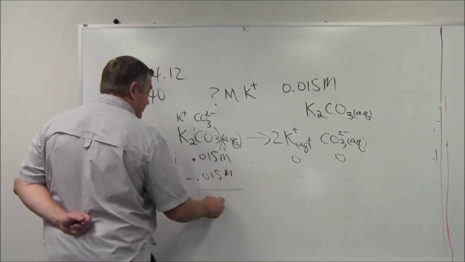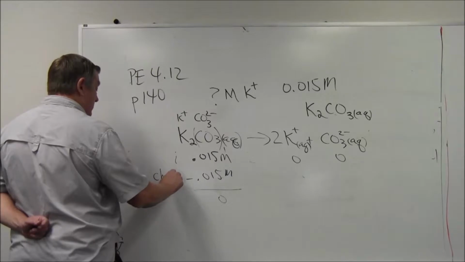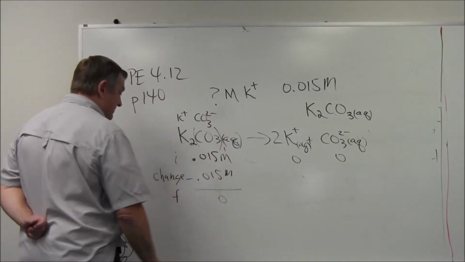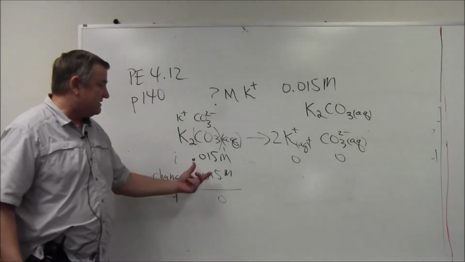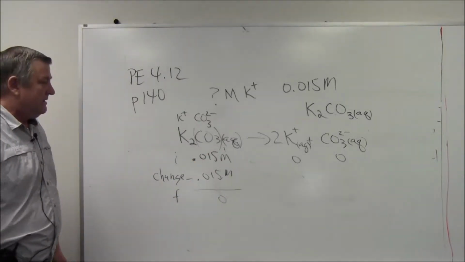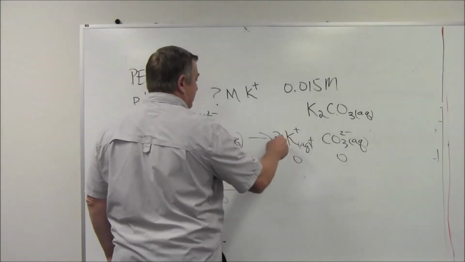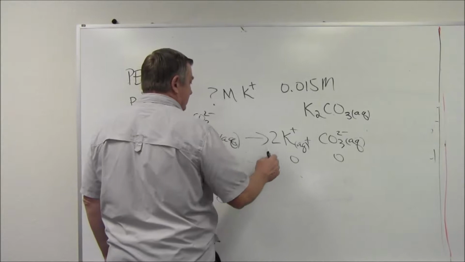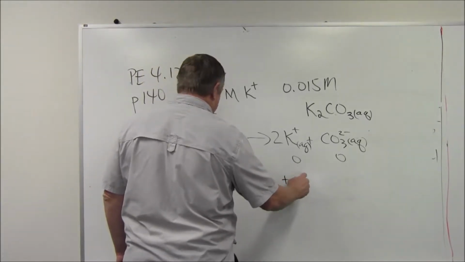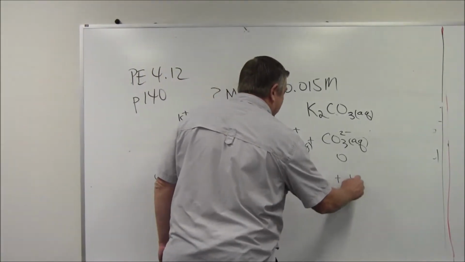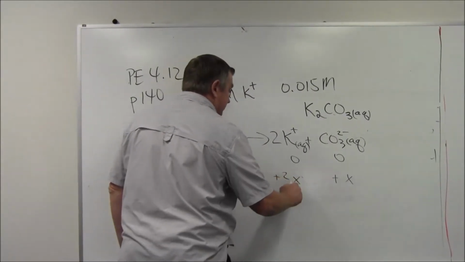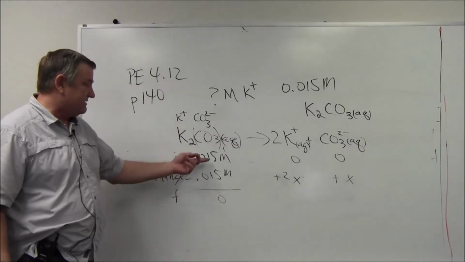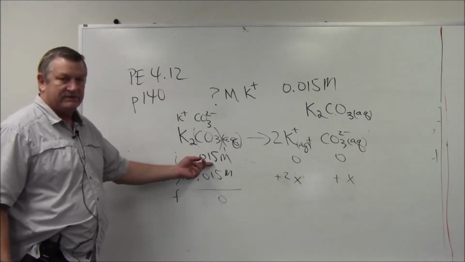So we have none of this. This is the change. And when we're done, our final concentrations, this is gone because all of it dissolved. And this is in proportion, the way it dissolves in proportion to the balanced molar coefficients. See, this is going to be a plus x, and this is going to be a plus 2x. And this will be a plus x for the change. And see, this was minus x, which was our original x here.